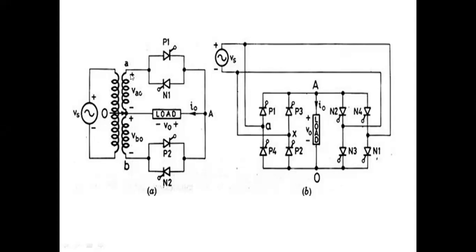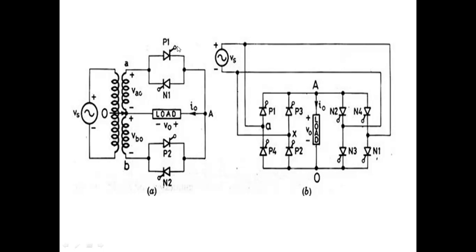From pi to 2 pi, this will be minus and this will be plus. During the positive cycle, P1 and N2 will be forward biased because positive is connected to the anode and negative is connected to the cathode. That's why P1 and N2 are forward biased from 0 to pi. Now alternately, I will give the firing pulse to P1 and N2. At a time, I am not giving the firing pulse to both. First, I will give the firing pulse to P1. Next, I will give it to N2.